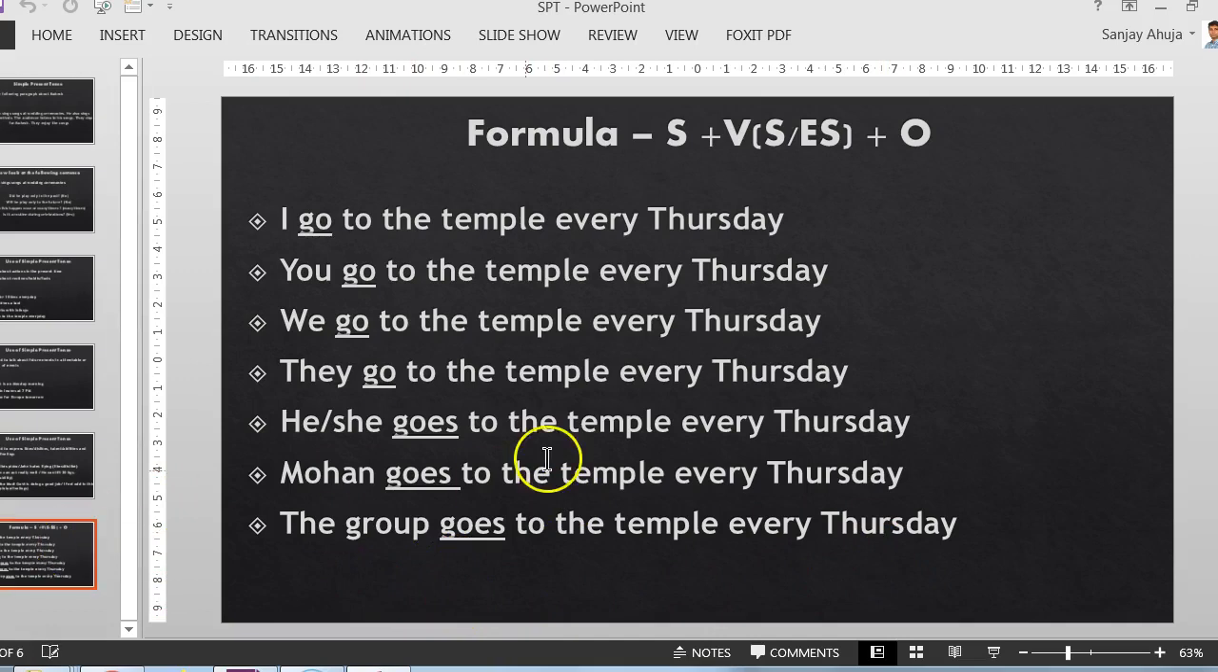So friends, this is what the simple present tense is all about. The formula is subject plus verb in the S or ES form plus object. So this is all in this video.